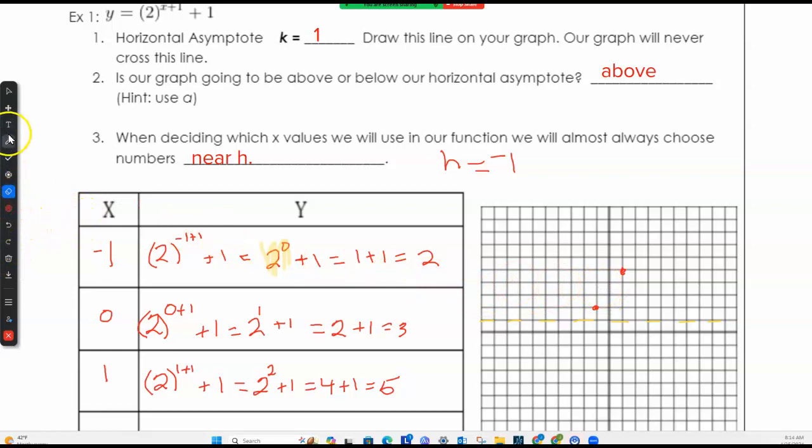Let's fix this. All right, 1, 2, 3. There we go. Let's see if we can get one more point that fits on our graph.